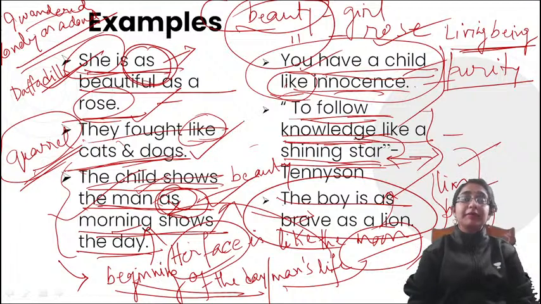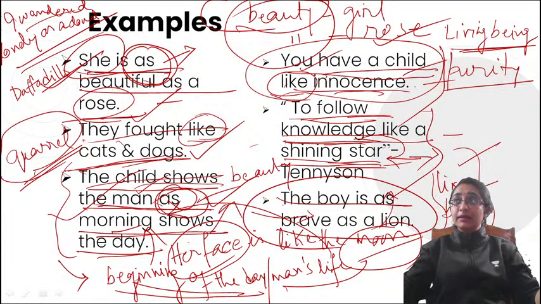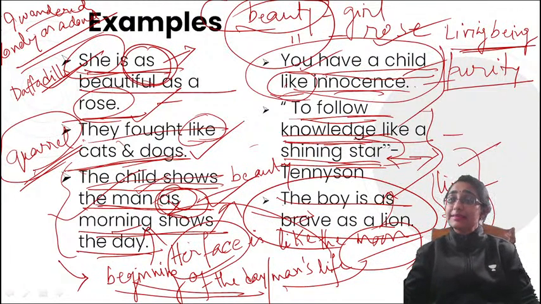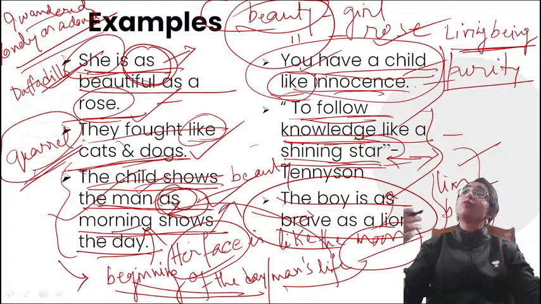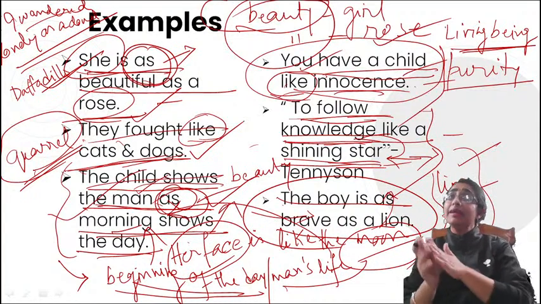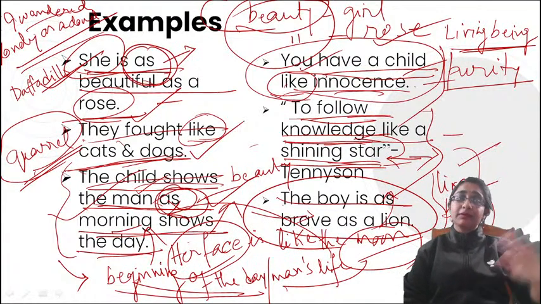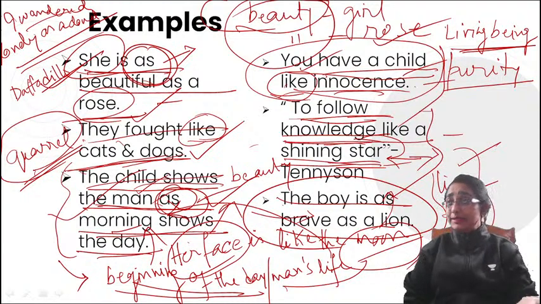Now, here the point of comparison is the loneliness. As the cloud is alone in the sky, the cloud is wandering, the cloud is moving endlessly in the sky. Similarly, I am also wandering as a cloud. Okay, so the poet is comparing his condition with that of a cloud in the sky. So that is the comparison between a cloud and a person. That means the poet.